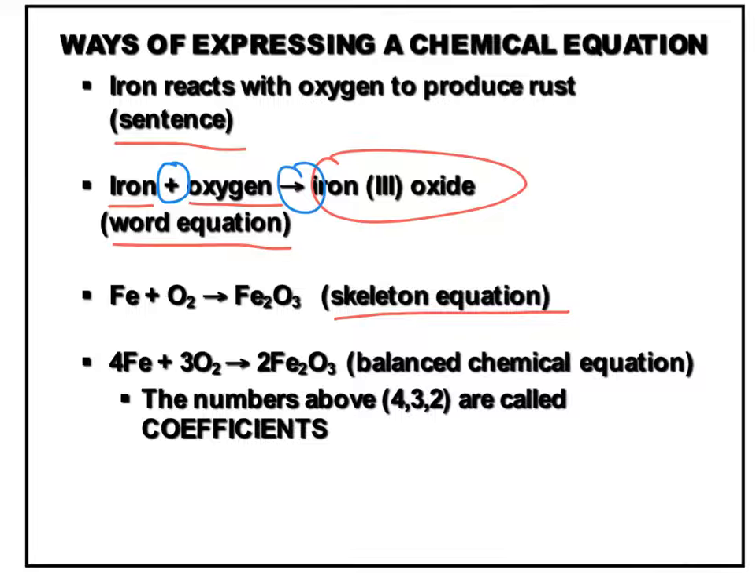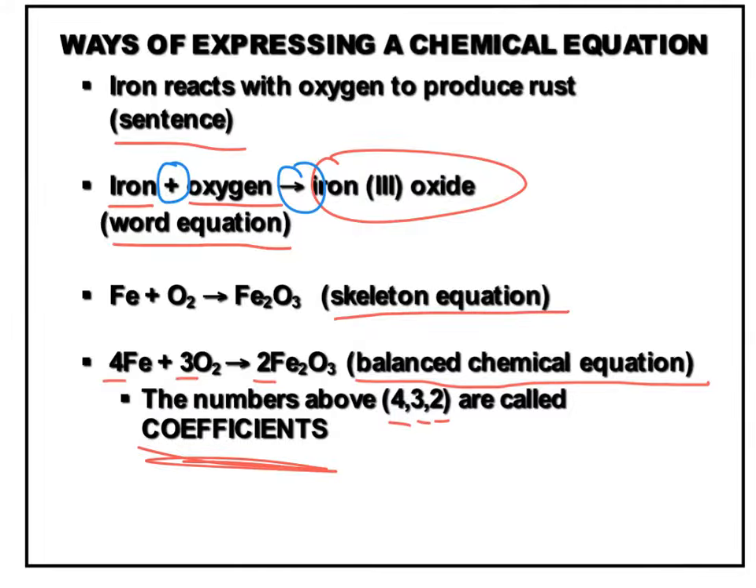And then the last example we have is what is called a balanced chemical equation. In a balanced chemical equation, we add these coefficients to balance out the atoms on both sides of the arrow. And that is a more complete representation of a chemical equation. The numbers that are in the front, they're in the same order, 4, 3, 2. Those are the ones that are right here, 4, 3, and 2. Those are called coefficients. And so we add coefficients to balance equations, and that is something that I'm going to teach you in just a little bit.